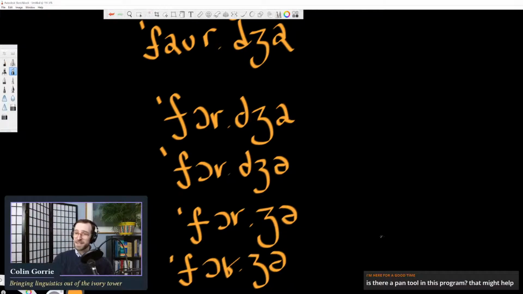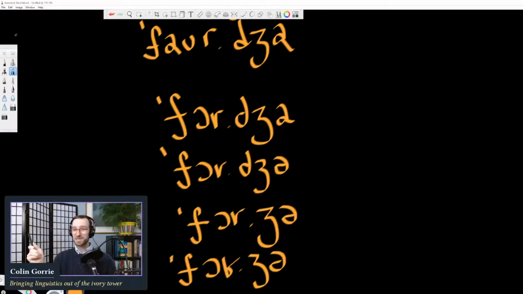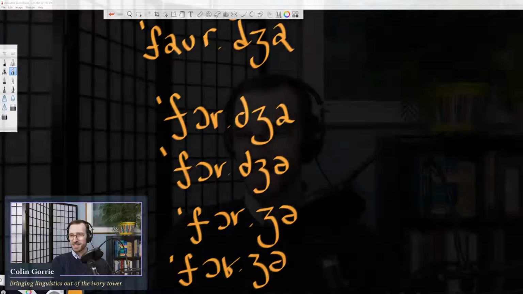Yeah, if there is a pan tool in this program, that would be super helpful. And in my investigations, I have not yet discovered exactly how that would work. If anyone here knows Sketchbook, which is what this is, please tell me and put us all out of our misery. So I'm going to do a quick scene change so you don't have to get dizzy while I monkey around with this.